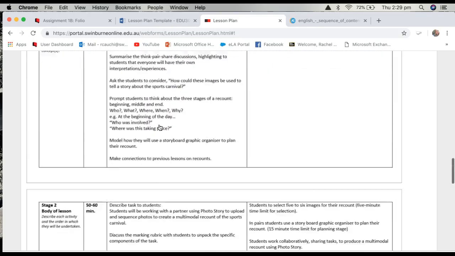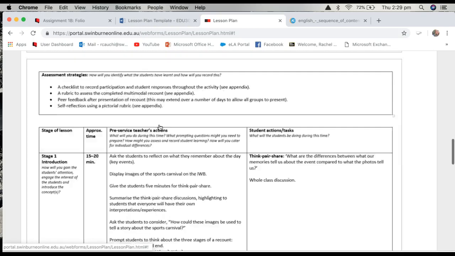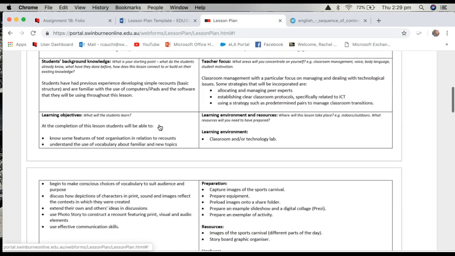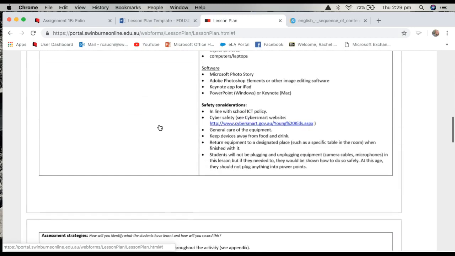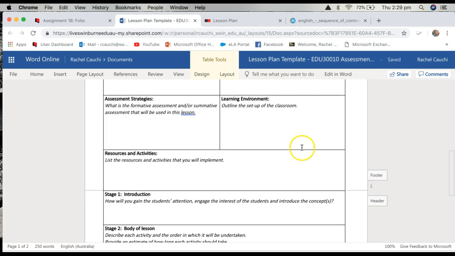So if we scroll right down, no, it doesn't appear here. So if you perhaps have a look yourself, I was hoping they'd be right underneath, but they're not. If you have a look yourself at these appendix, then you might be able to see what kind of rubrics and things that they attached. So ideally with their assessment, it should be something that shows that they're able to use multimodal elements within their recount. So let's go back to our template.